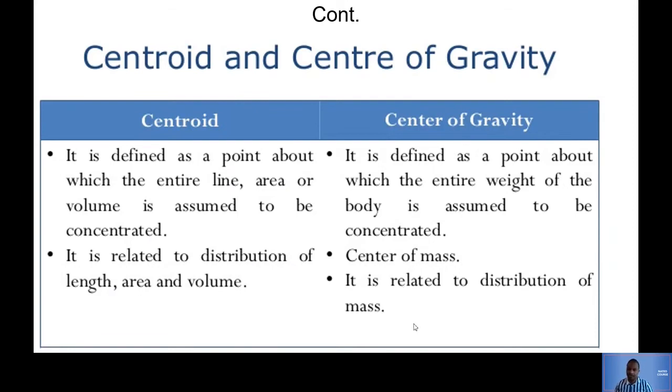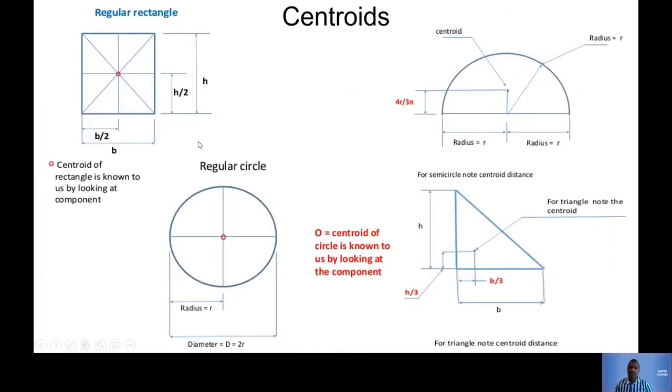Okay, let's move on. So, centroid of a rectangle, as you can see here, it's right there in the middle. The diagonals meet there at the center. So if you're looking from the right, and that's your base, the distance is half base, and if you look at the height, half height.